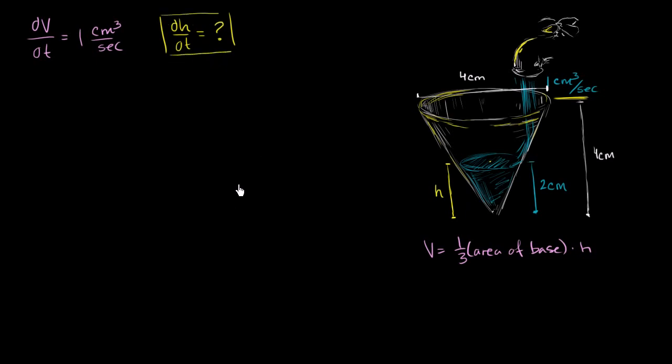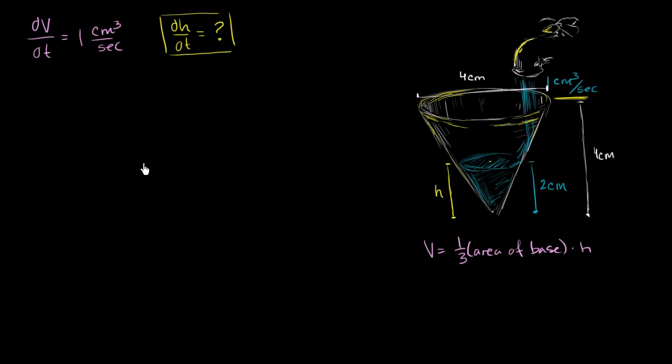So one way that we can do this is that we can come up with a relationship between the volume at any moment in time and the height at any moment in time, and then maybe take the derivative of that relationship, possibly using the chain rule, to come up with a relationship between the rate at which the volume is changing and the rate at which the height is changing. So let's try to do it step by step.